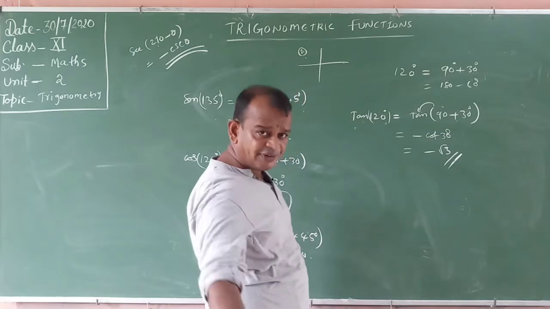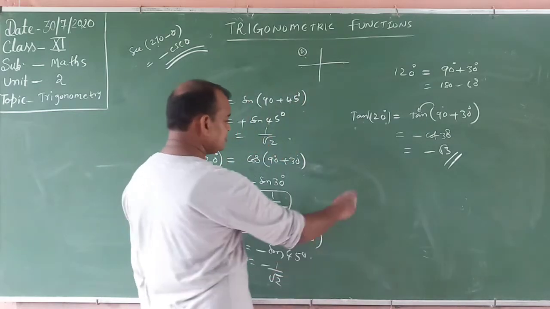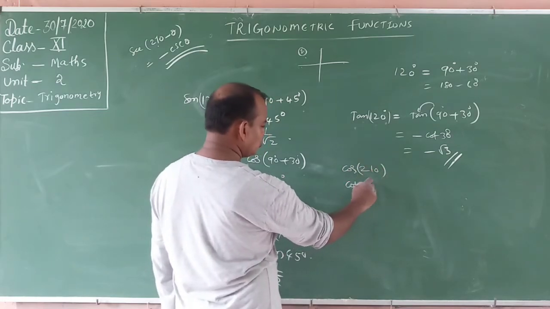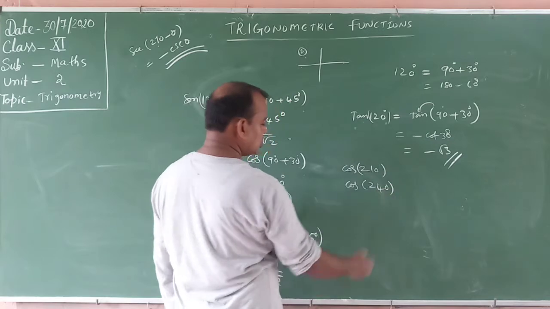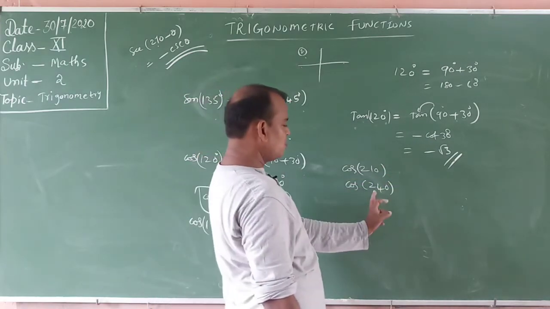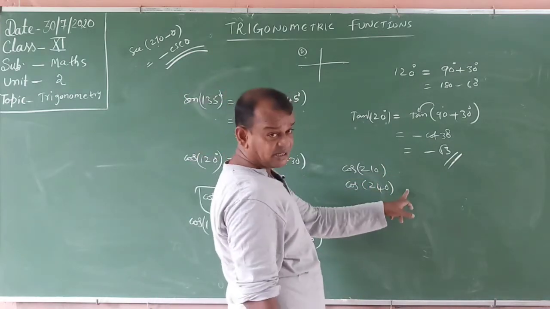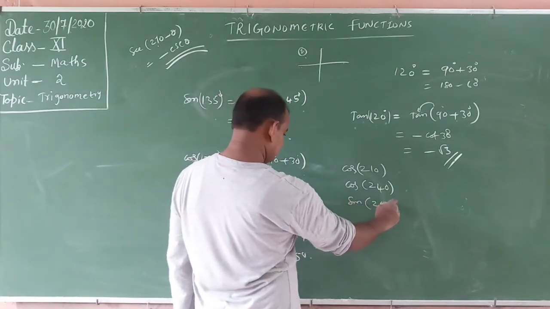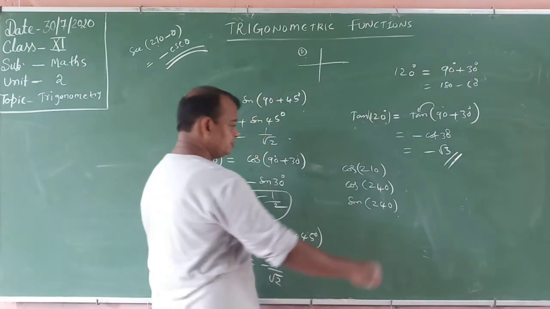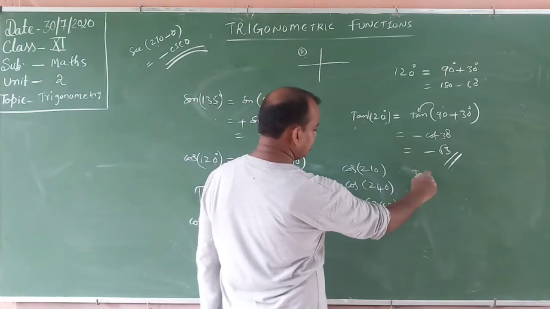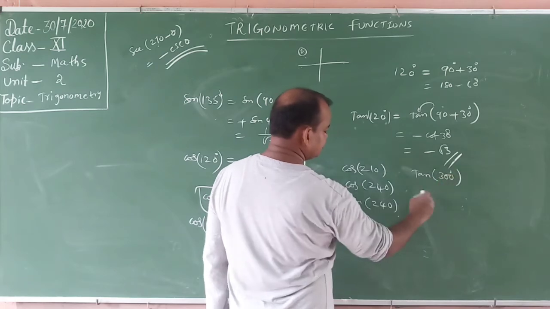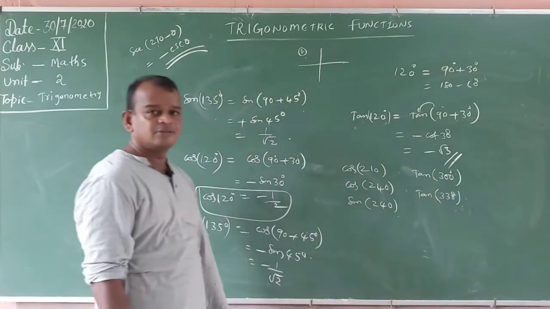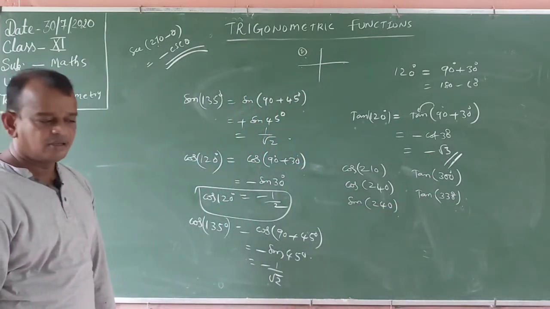Same way, now we will try the values 210, cos 210, cos 240. How to write? 180 plus 30, 180 plus 60, or 270 minus 30, whatever it may be. Okay, now tan 300, tan 330. Now we will find the values of those trigonometric ratios.